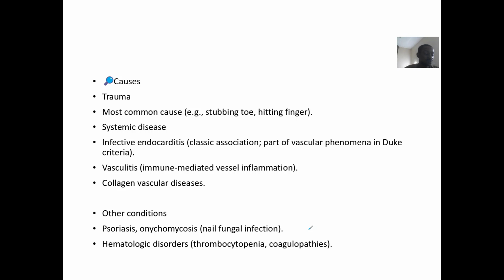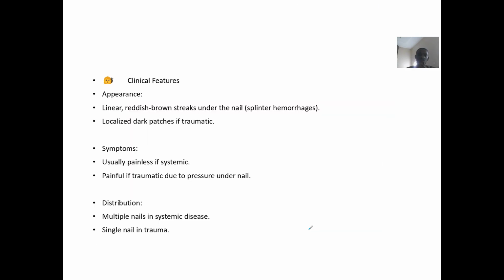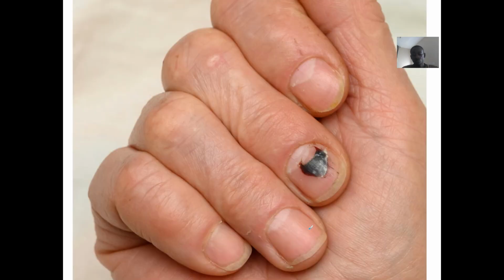So if you have low platelets, naturally you'll be bleeding anyhow, so you can also bleed under the nails. So clinical features: you have linear reddish-brown streaks under the nail, known as splinter hemorrhages, and localized dark patches if traumatic. So that's the appearance, right? Symptoms are usually painless, but if it is painful, that means it was caused by trauma. Okay, so that's what we have.